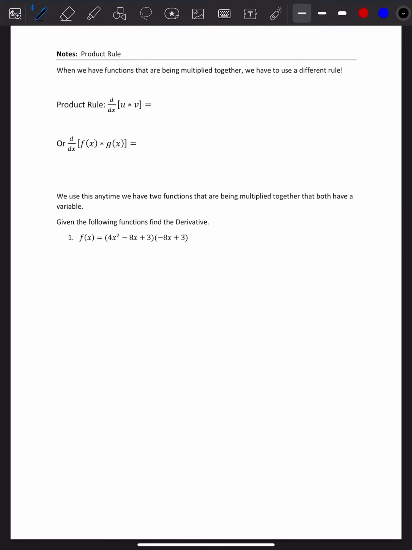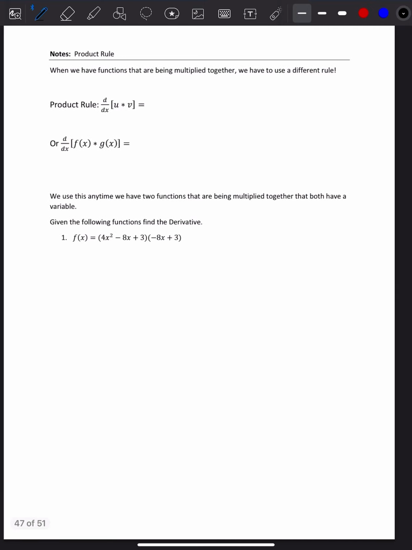Today we're going to be talking about product rule. Whenever we have functions that are being multiplied together, we have to use a different rule, and that rule is going to be product rule. One thing we need to know is that this applies to functions that have multiple x's or multiple variables involved, and that's when we use this.